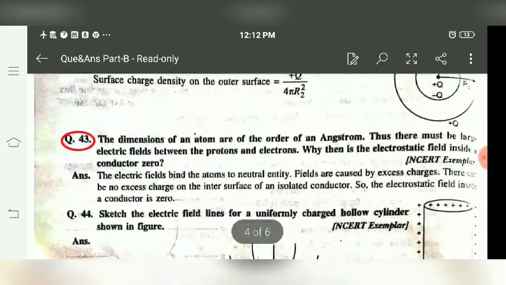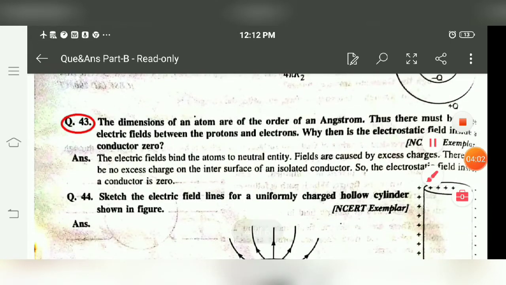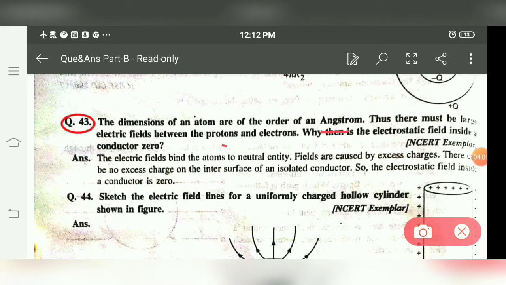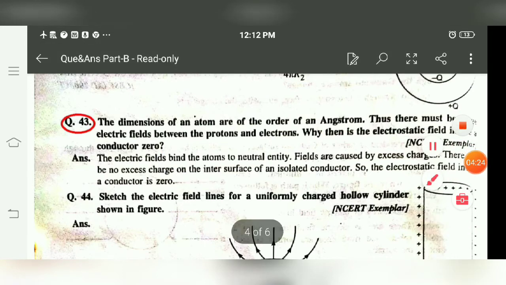Next question: the dimension of the atom is of the order of angstrom. There must be an electric field between proton and electron. Why then is the electrostatic field inside the conductor 0? Because if proton and electron both are present there, net charge is 0. If net charge is 0, then net electric field is also 0.